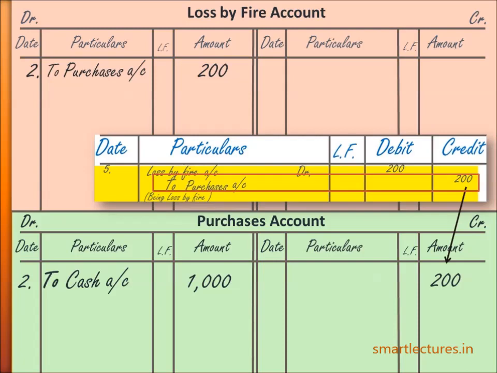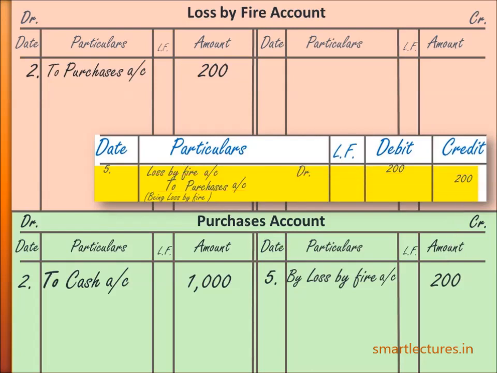What will be the narration? By loss by fire. Because when purchases account was credited, the opposite account was loss by fire. So by loss by fire account is 200 and nothing to do with the closing stock. So in this way we have completed the ledger posting.